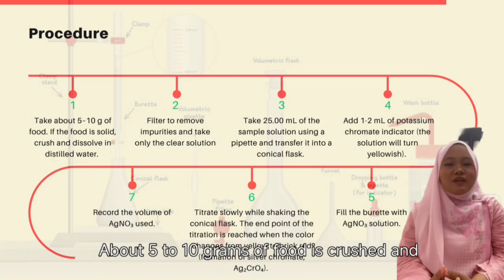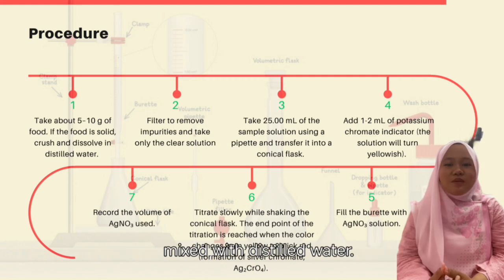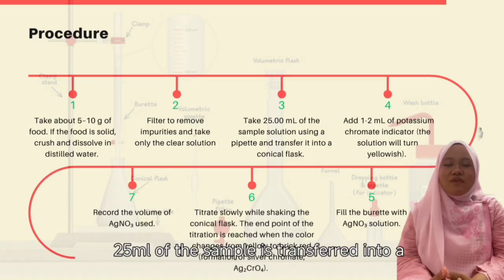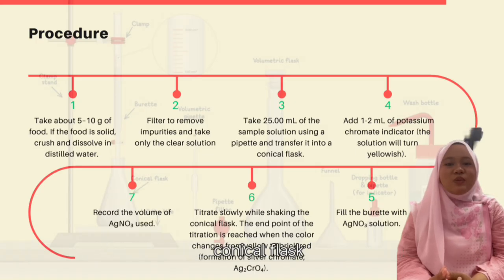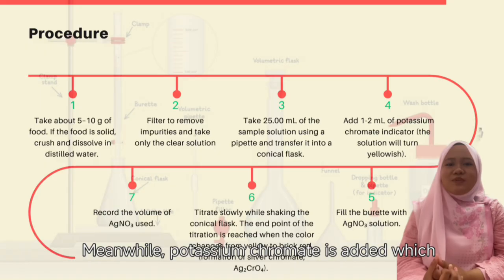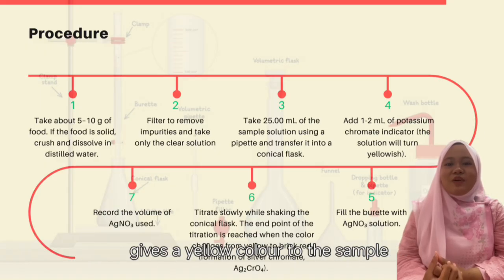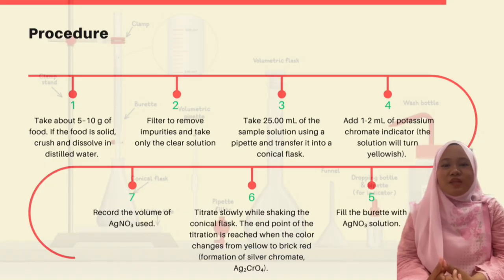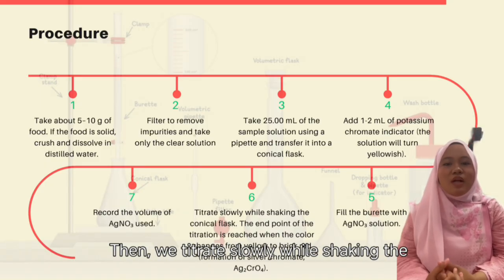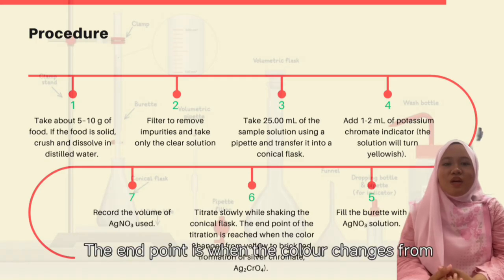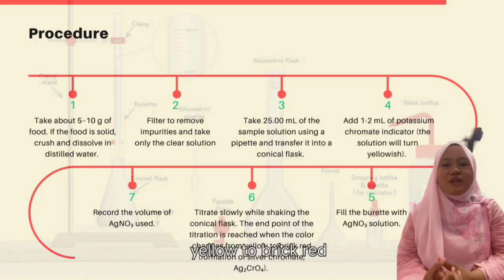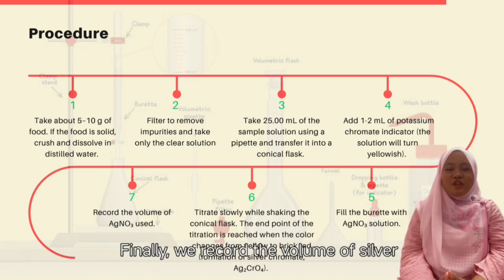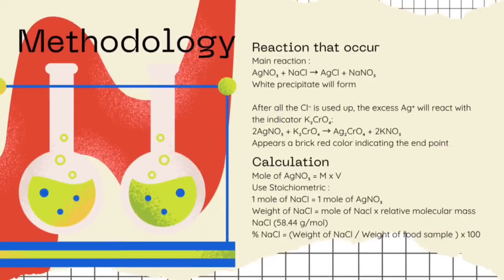About 5 to 10 grams of food is crushed and mixed with distilled water. The mixture is then filtered to get a clear sample. 25 ml of the sample is transferred into a conical flask. Meanwhile, potassium chromate is added, which gives a yellow color to the sample. The burette is filled with silver nitrate. Then, we titrate slowly while shaking the conical flask. The end point is when the color changes from yellow to brick red. This means silver chromate is formed. Finally, we record the volume of silver nitrate used.